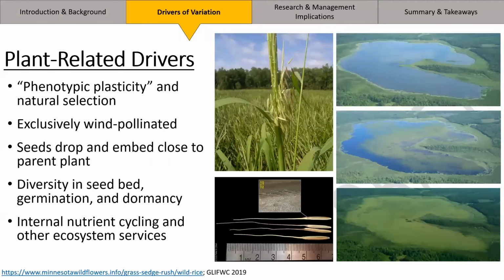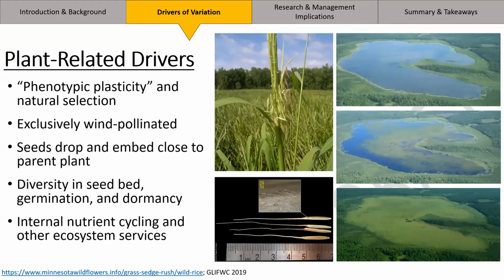The first one I want to talk about are plant-related drivers. Wild rice exhibits strong phenotypic plasticity, meaning each plant can dynamically adapt to its environmental pressures within a predefined range determined by its parent plant. Natural selection is not mutually exclusive, as this plasticity can promote population shifts to adapt more readily to changing environmental conditions, but can also prevent populations from successfully surviving or colonizing a new location.